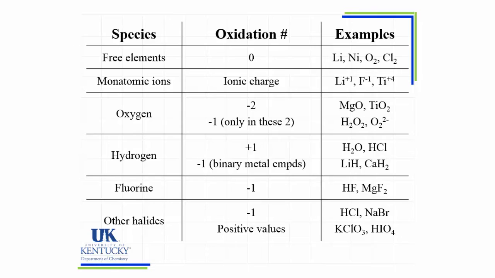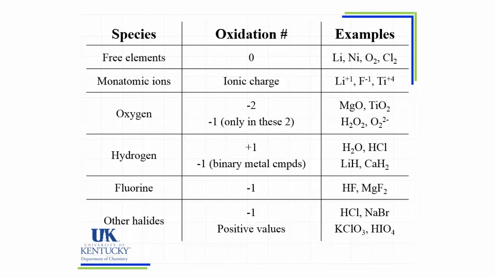For hydrogen, the oxidation number is typically +1, things like H2O, HCl, CH4, all of these have an oxidation number of +1. If it is paired with a metal, lithium, calcium, sodium, magnesium, then the hydrogen will actually have an oxidation number of -1. We don't see these binary metal compounds or metal hydrides very often.